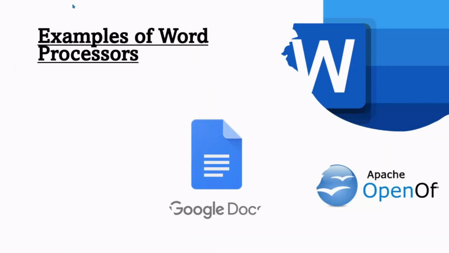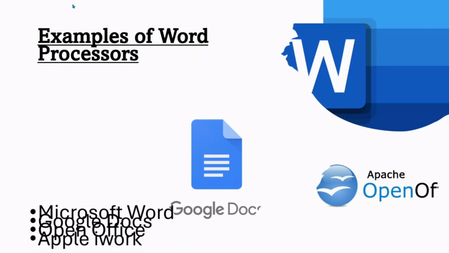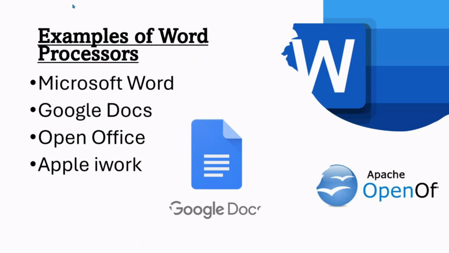Examples of word processors. So what are some of the applications that we can use now to create our documents? We have Microsoft Word, we have Google Docs, we have Open Office, and we have Apple iWork.